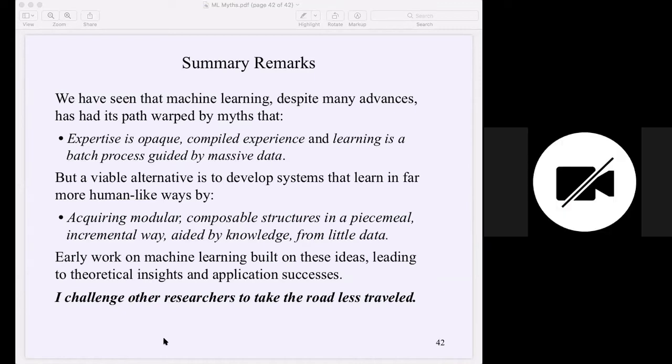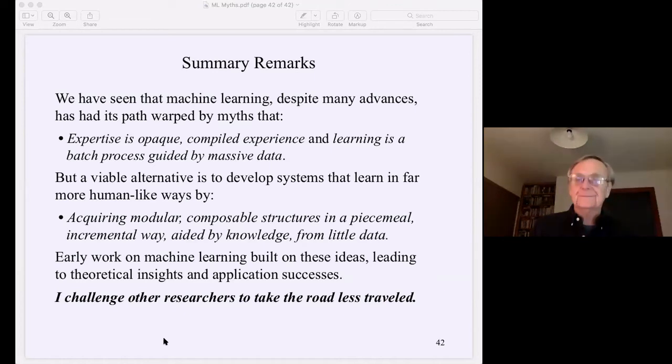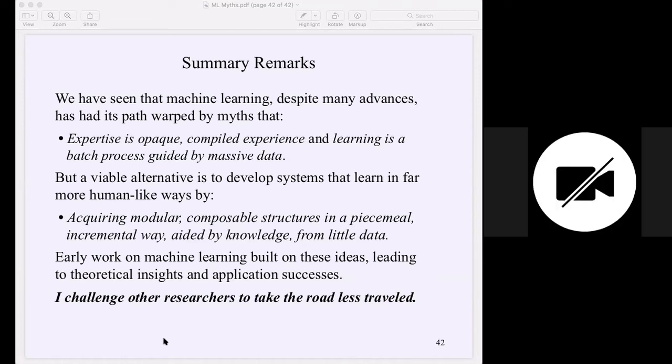Pat, you have one more. This is from Ranjini. Ranjini, go ahead. Hi, Pat. Hey. Nice to see you again, and very nice talk. It's giving me much to think about.